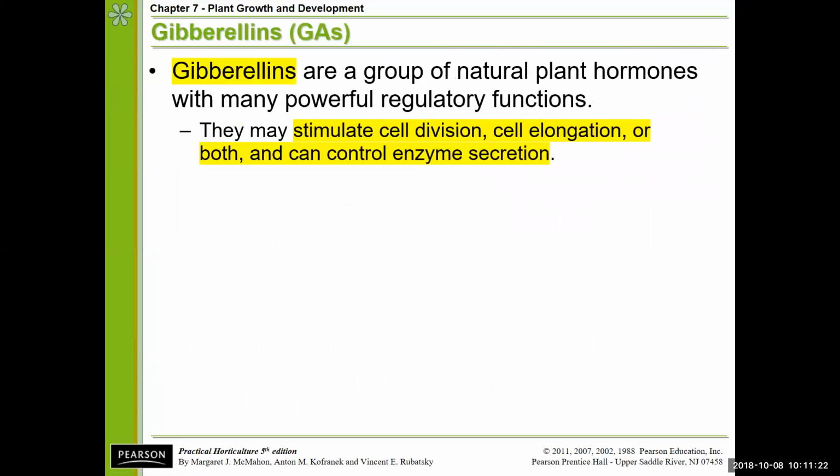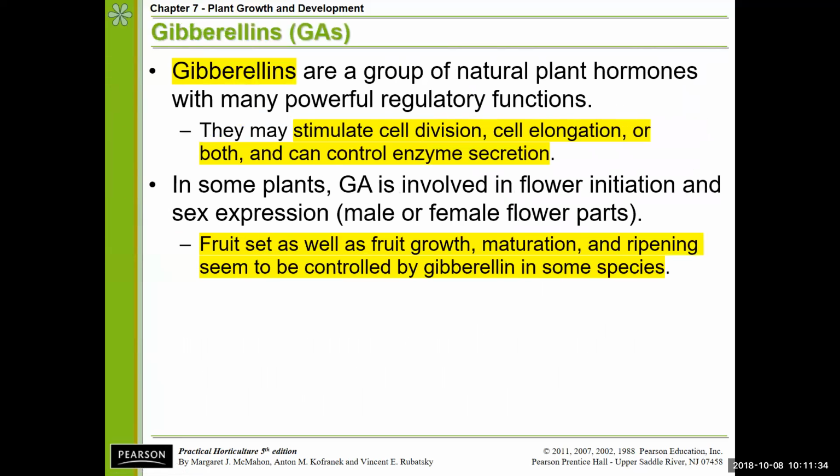Gibberellins are mostly through gibberellic acid, and they stimulate cell division, cell elongation, and can also control the production and secretion of particular enzymes in plants. So naturally in plants, it's involved in the fruit set and growth, the maturation and the ripening in particular species, and in some cases can even control the sex of the plant.